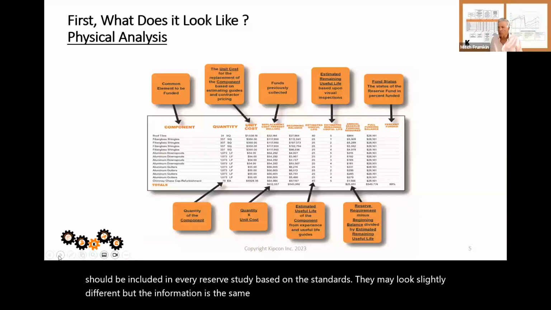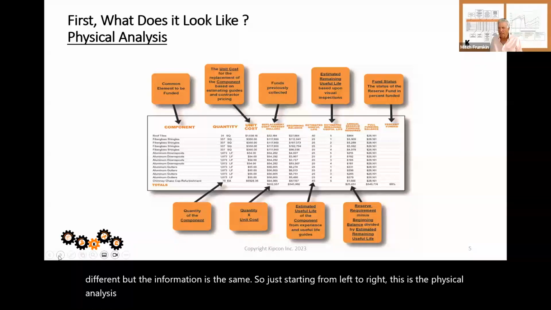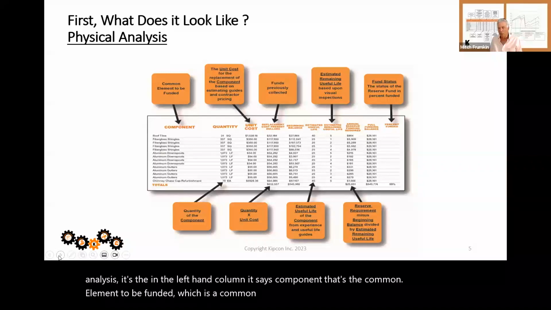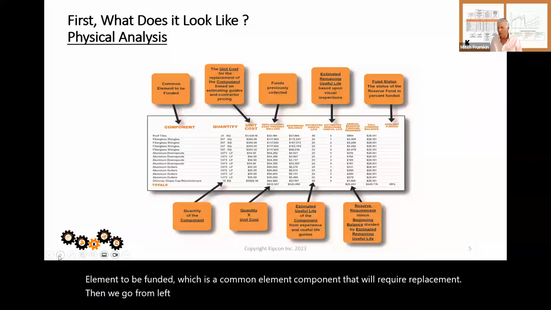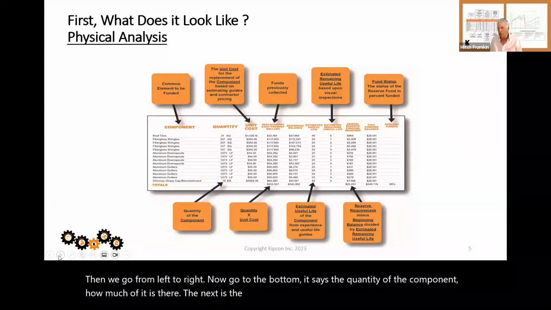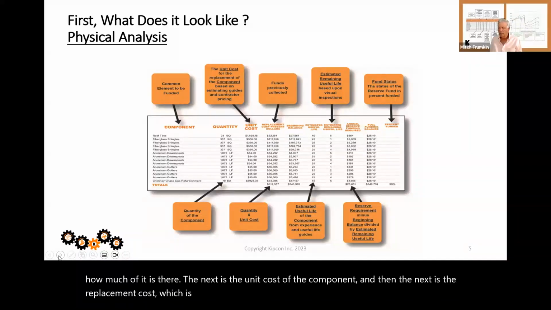So just starting from left to right, this is the physical analysis. It's in the left-hand column, it says component. That's the common element to be funded, which is a common element component that will require replacement. Then we go from left to right. It says the quantity of the component, how much of it is there. The next is the unit cost of the component. And then the next is the replacement cost, which is essentially the quantity times the unit cost. You come up with a replacement cost.